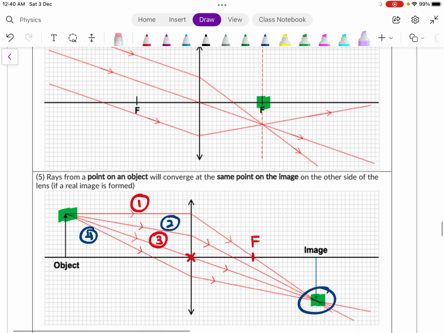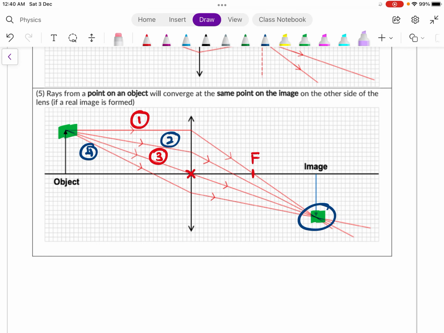So last but not least, the fifth law will be if my rays from a point of an object, they will converge at the same point of the image. So what do I mean by that? So imagine that we have 4 light rays emitting from the arrowhead of the object. So when the 4 light rays converge on the other side of the lens, this will actually form the arrowhead of the image.